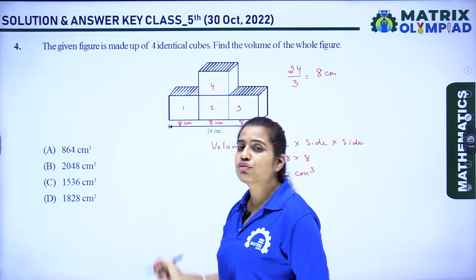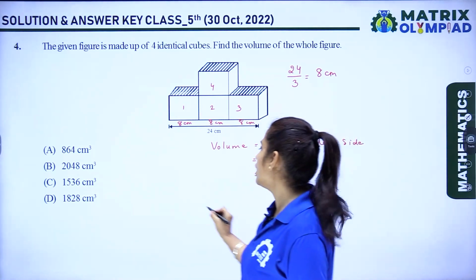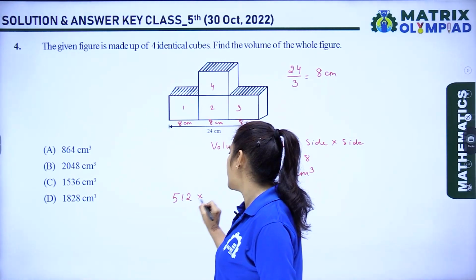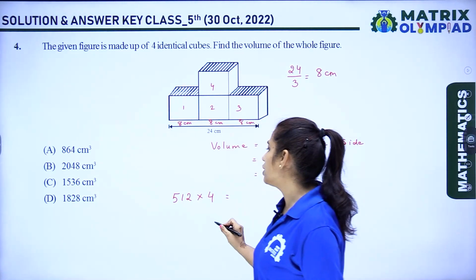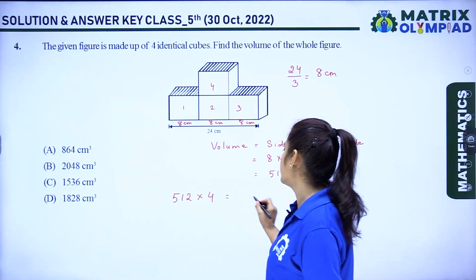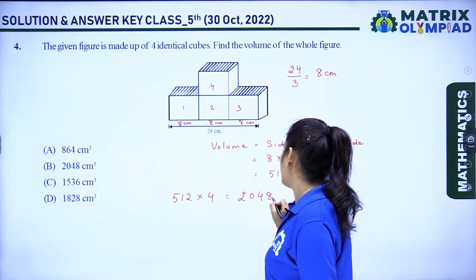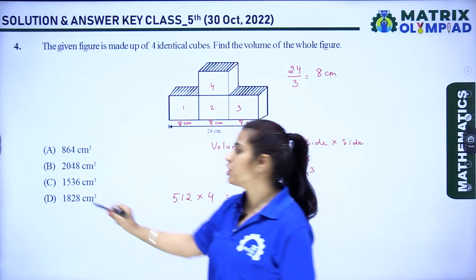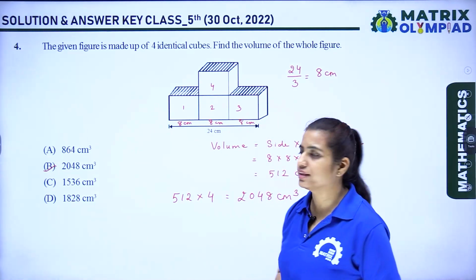So, here we have to find out the volume of 4 identical cubes. So, we are going to multiply 512 by 4. After doing the multiplication, we will get 2048 centimeter cube, which is option B. So, here option B is the correct answer.